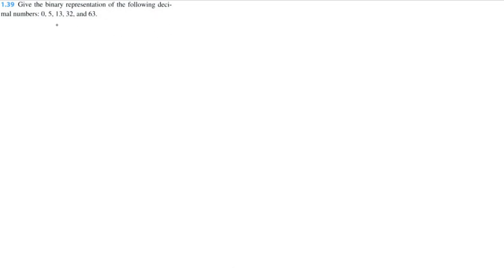Let's solve problem 1.39 from Microelectronic Circuits, 8th edition, by Sedra and Smith. Give the binary representation of the following decimal numbers. So you recall that decimal is base 10, binary is base 2. So that's essentially what we're doing here.